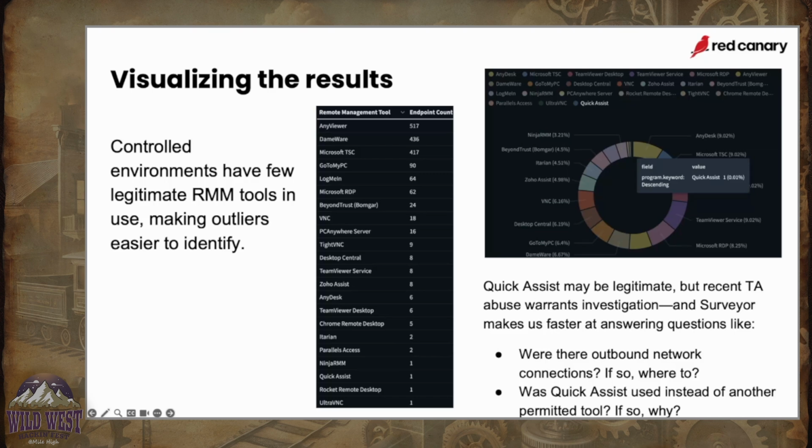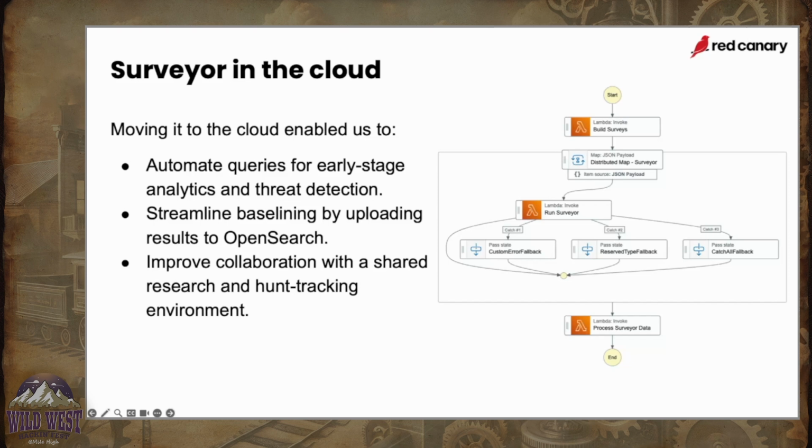So Surveyor has been very useful for us internally. And one thing that we've done is to scale it up across our environment. We've actually moved it to the cloud. So what this allowed us to do is, instead of a bunch of our analysts, our hunters, our researchers having Surveyor existing on a local endpoint and having a bunch of environments that we're querying, we're saying, let's store it in AWS, let's put it into a Lambda function, and let's just use a GUI front end to query this backend in AWS. And what this allows us to do is to automate queries for early stage analytics and threat detection, which is extremely important.